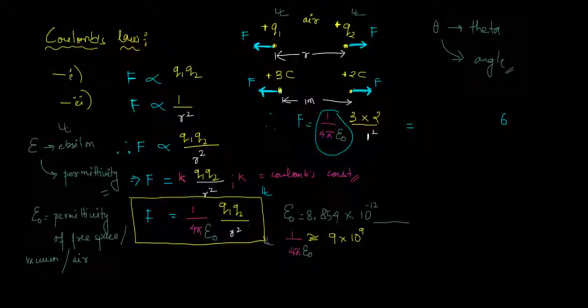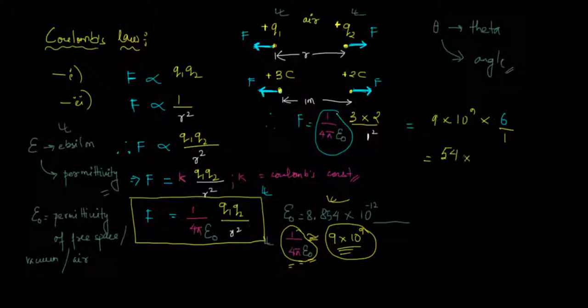You can also use the value of 4, the value of pi 3.14, and the value of epsilon naught directly. If you use the value and solve this small expression, it turns out to be this value. You can use 9 into 10 to the power 9, times 3 into 2, divided by 1 squared.